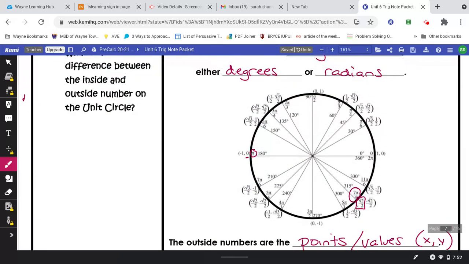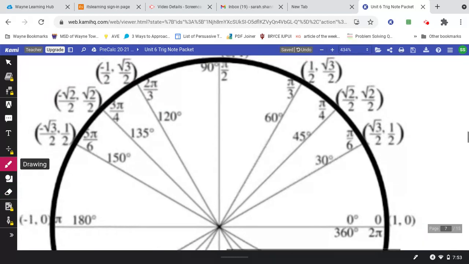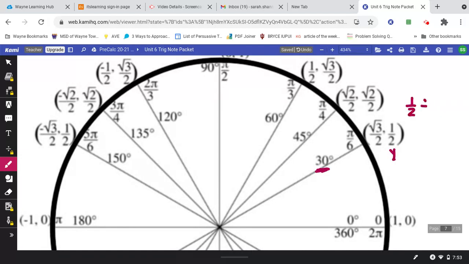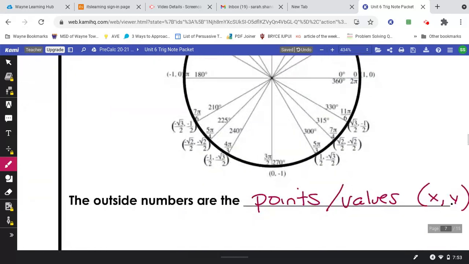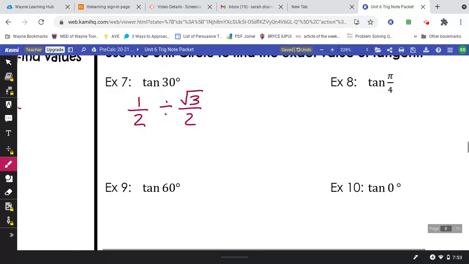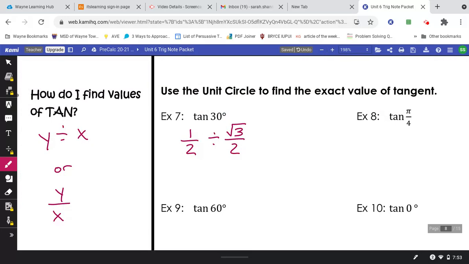So let's go to 30 degrees. Erase some of this stuff. All right, so here's your 30 degrees. And so for tangent, you're going to take the y value, 1/2, and divide it by the x value, radical 3 over 2. All right, let's go back to our problem and actually divide those out. When we divide fractions, we flip the second fraction and we multiply.